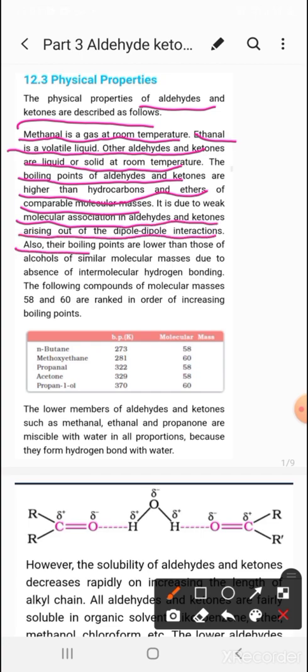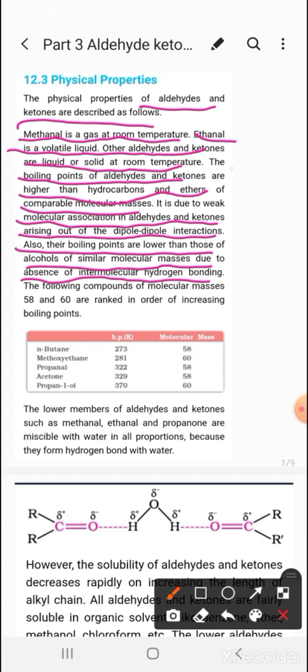Also, their boiling points are lower than those of the alcohols of similar molecular masses due to absence of intermolecular hydrogen bonding. फाइन. सो अगर आप बॉइलिंग पॉइंट को कंपेयर करें एल्डिहाइड कीटोन्स के, थोड़े से हाइड्रोकार्बन से ज़्यादा है और ईथर से ज़्यादा है, बिकॉज इनमें मॉलिकुलर एसोसिएशन रहता है, फाइन. बट बॉइलिंग पॉइंट्स इनके लोअर है एज कम्पेयर टू द सिमिलर मॉलिकुलर मासेज ड्यू टू एब्सेंस ऑफ इंटर मॉलिकुलर हाइड्रोजन बॉन्डिंग.